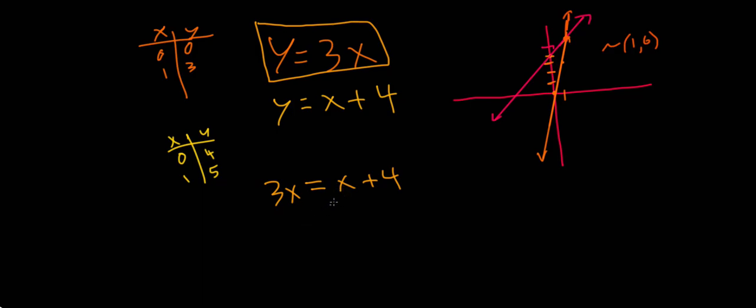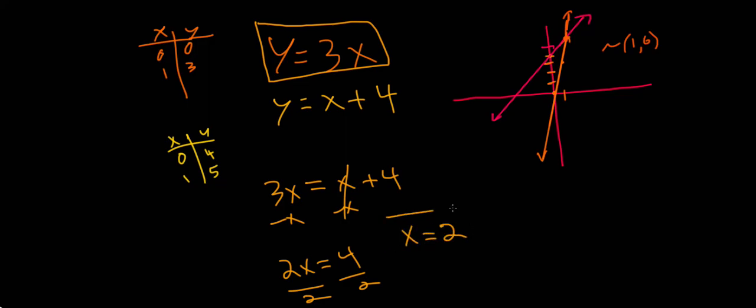Fairly simple linear equation. So first thing, let's get all the x's on one side. Let's subtract x from both sides. This cancels. We get 2x equals 4. And from here, we can divide by 2 on both sides. So x equals 2. So we got our x value, the x coordinate of where they cross. Now let's go ahead and plug the x value in to get our y coordinate.